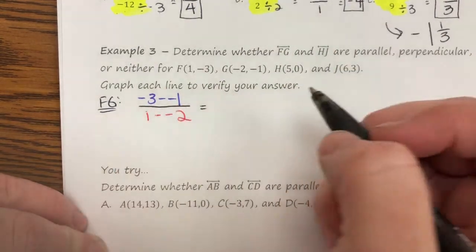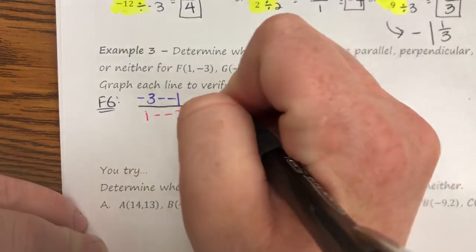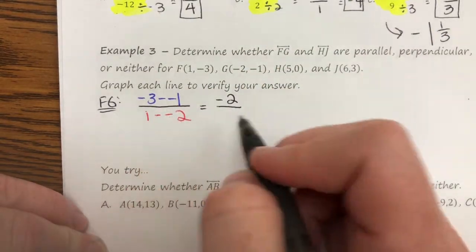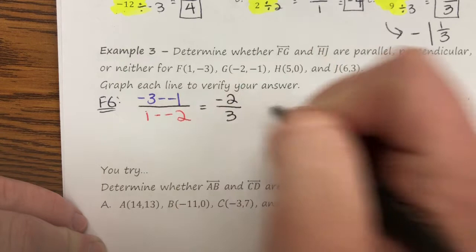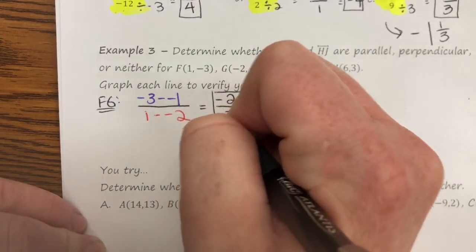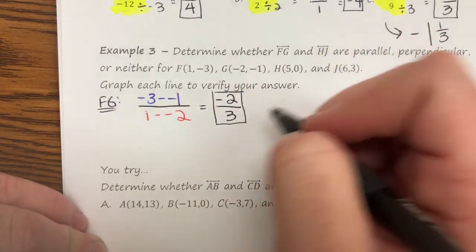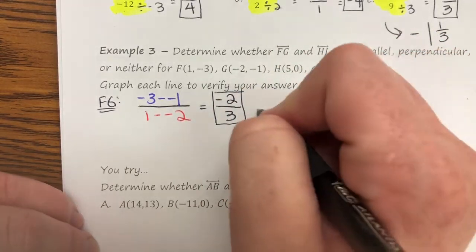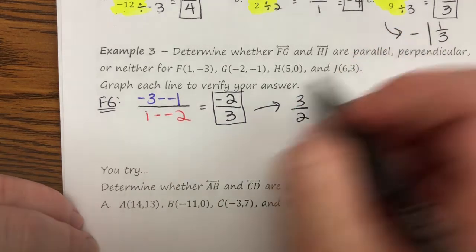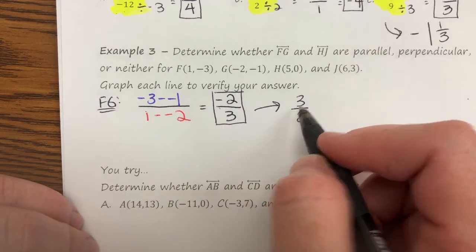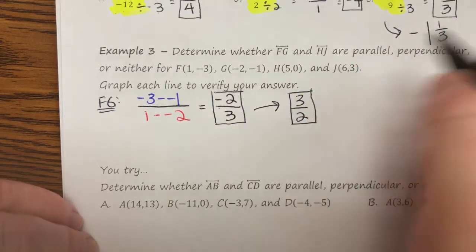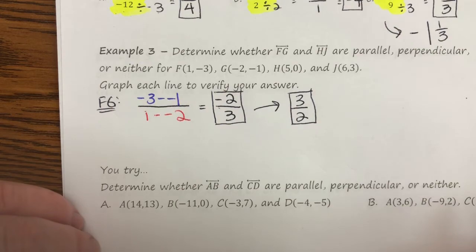Okay, the double minus turns into a plus. -3 plus 1 is -2. 1 minus -2 becomes 1 plus 2, which is 3. So the slope of line FG is -2/3. The negative reciprocal, if I flip it upside down, is 3 over 2, and this one's negative, so it would have to be positive. So line HJ has to have a slope of 3 over 2 if these lines are perpendicular.